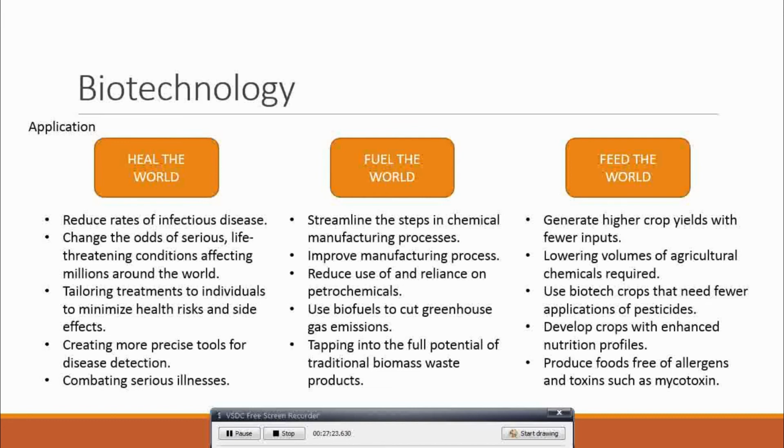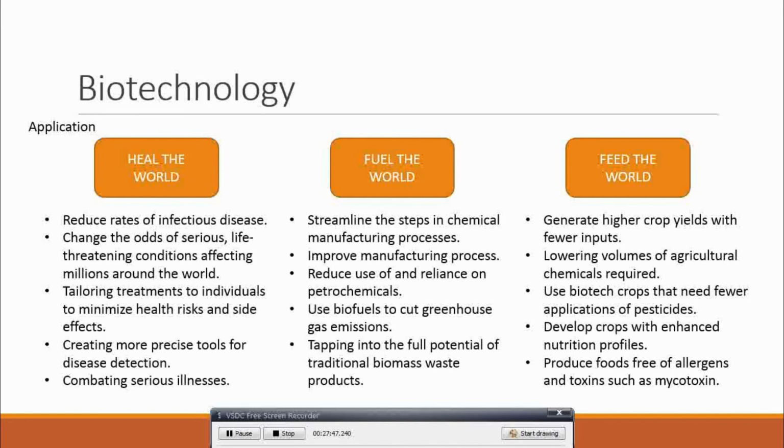Okay, tapping into full potential of traditional biomass waste product. Jadi dia fikir long term, macam mana kita nak generate what we call energy, gunakan solar and so on. And then when it comes to feed the world, generate higher crop yields with fewer inputs.